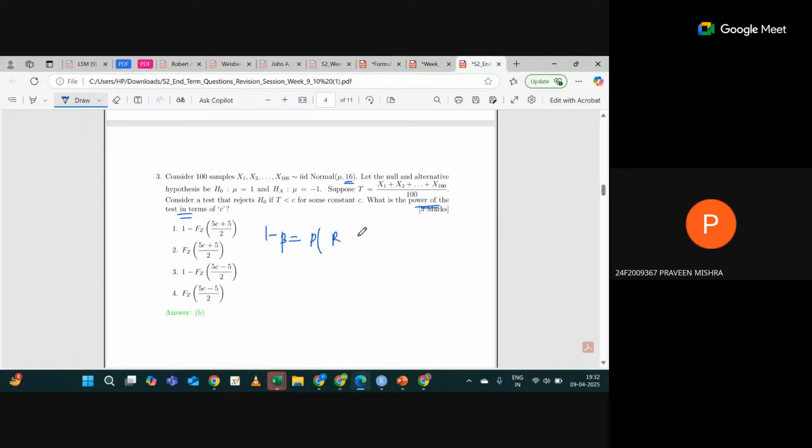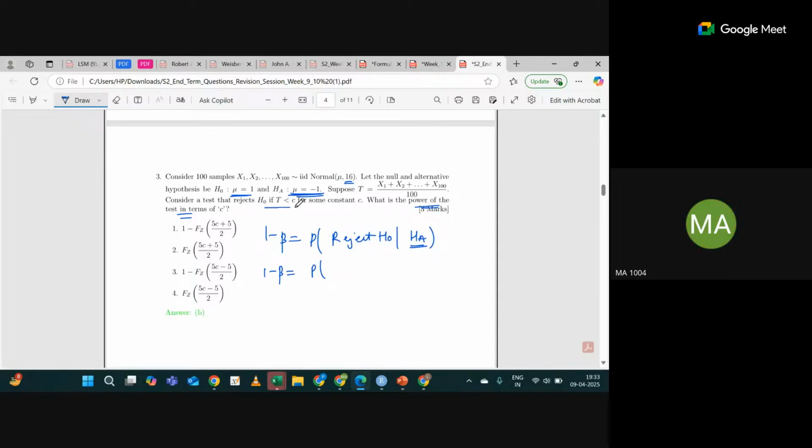Rejecting H naught when H_A is true. So you can see in this case, the value of mu is given to us, so we have to take mu as minus 1. Do not take mu equal to 1 here, because I'm talking about H_A. Be careful.